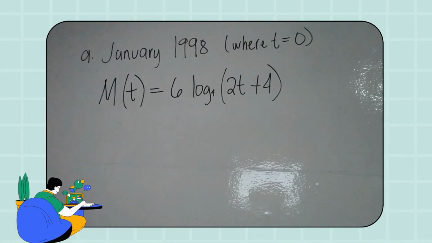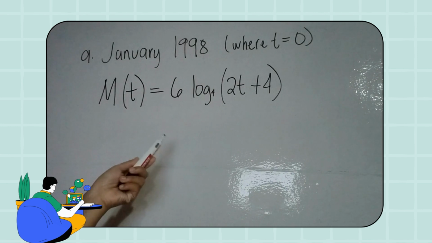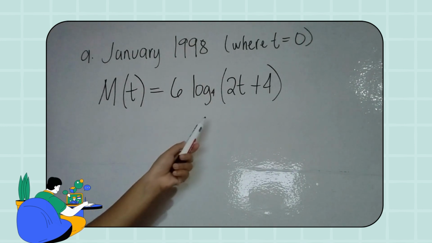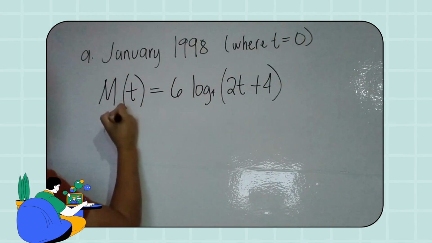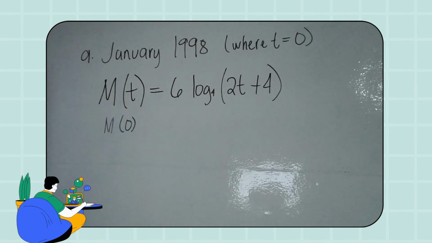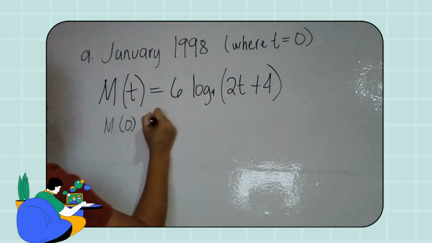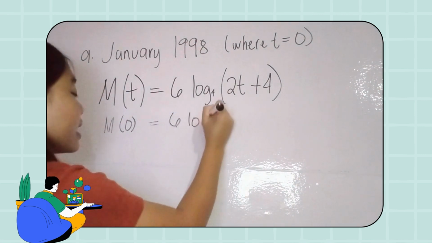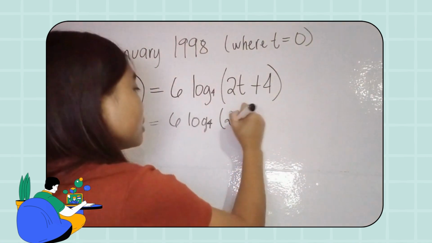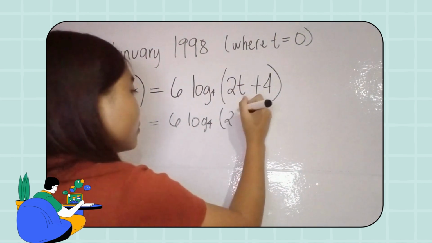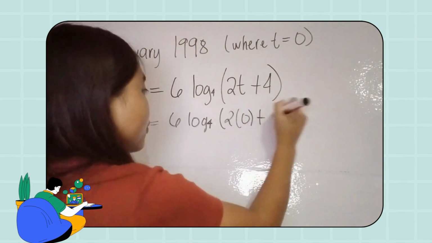First, let us calculate the number of mice for January 1998, where t is equal to 0. Here, we're going to substitute t equals 0 into the function m of t equals 6 times the logarithm base 4 of the quantity 2t plus 4. So we have here m of 0 is equal to 6 times the logarithm base 4 of the quantity 2t, in which t will be replaced with 0, plus 4.